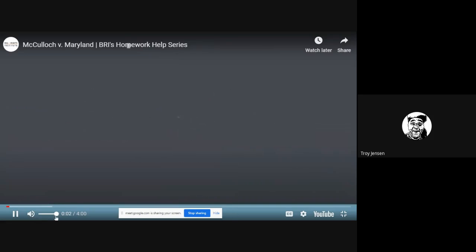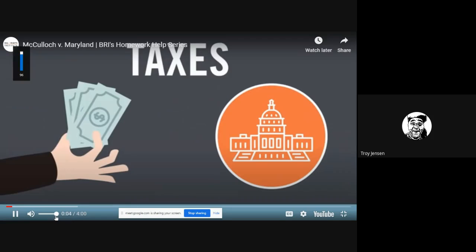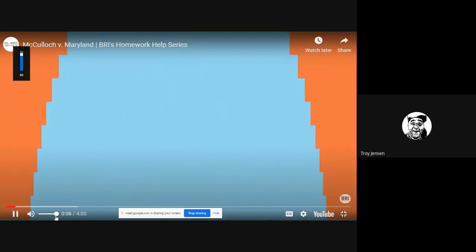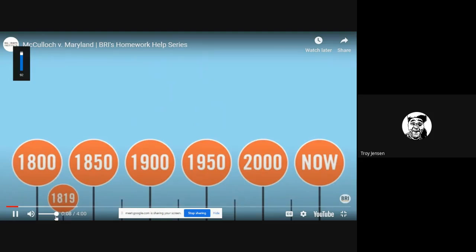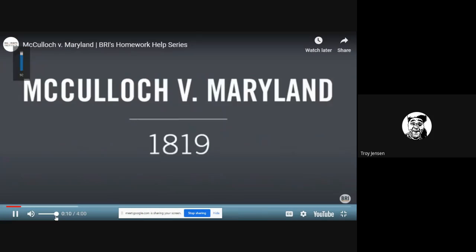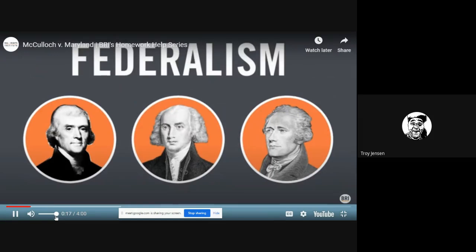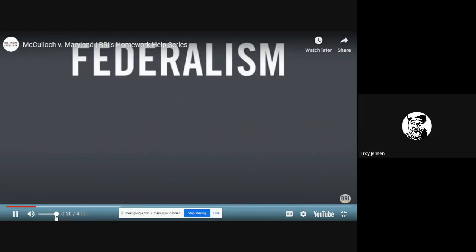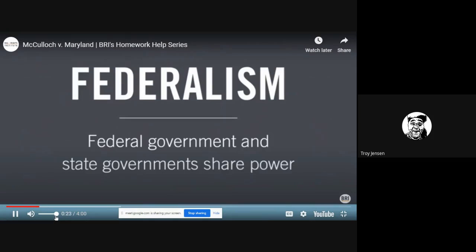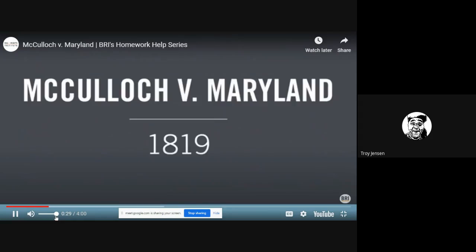Can a state government tax the federal government? At the founding of our nation, this question was in hot dispute, and the 1819 Supreme Court case of McCulloch versus Maryland would help answer it. This case was the result of the founders grappling with the concept of federalism. What is federalism, you ask? Well, it's the idea that the federal government and state government share power, and when those powers are not clearly defined, it can cause disputes. Hence, the case of McCulloch versus Maryland.